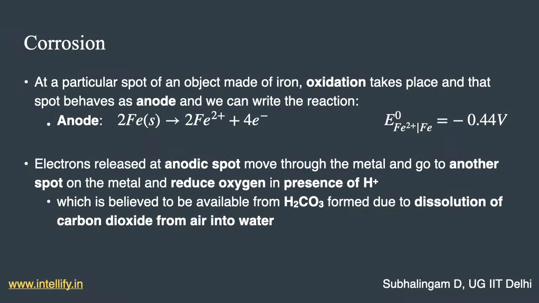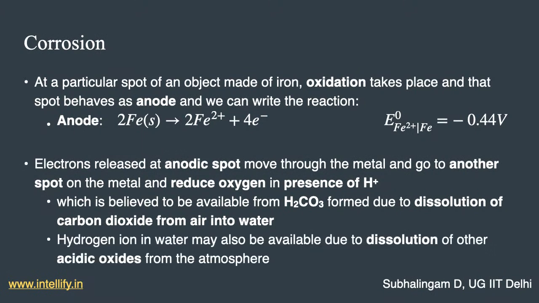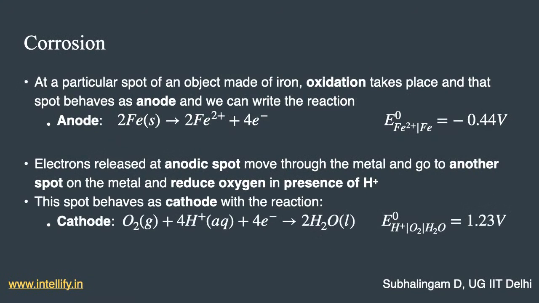And where is H+ coming from? It is believed to be available from H2CO3 formed due to dissolution of carbon dioxide from air into water. Hydrogen ions in water may also be available due to dissolution of other acidic oxides from the atmosphere. This spot behaves as the cathode with the reaction O2 plus 4H+ plus 4 electrons giving 2H2O. So we have two reactions, one for the anode and one for the cathode.